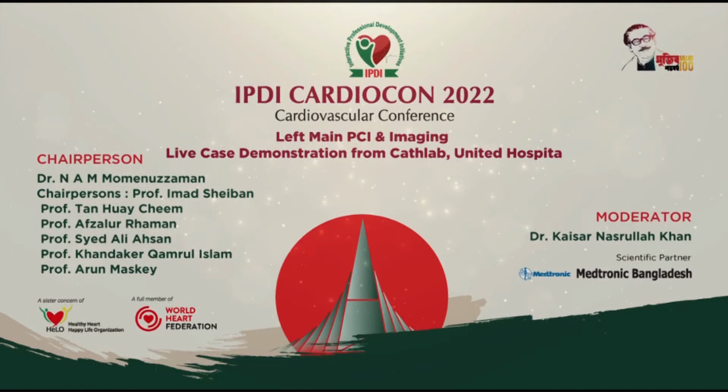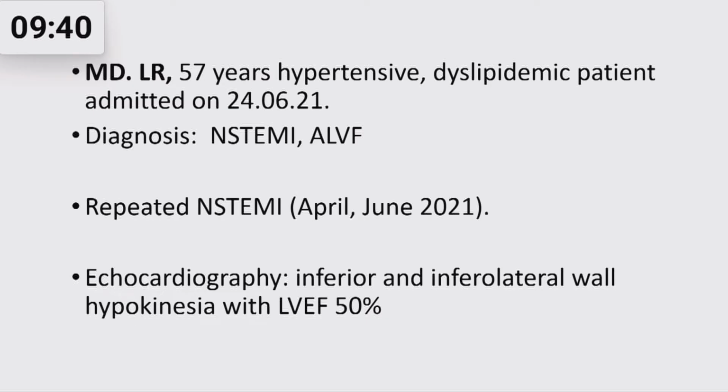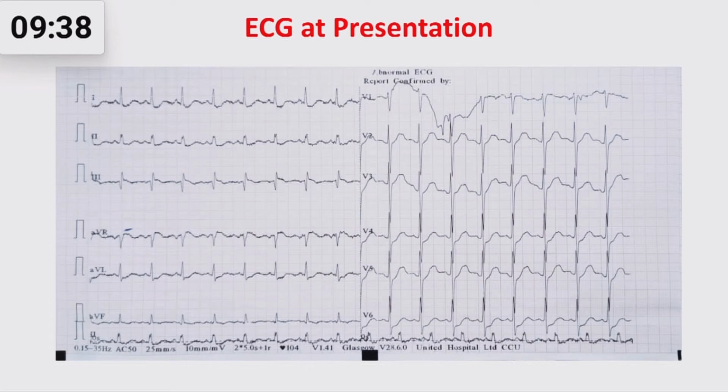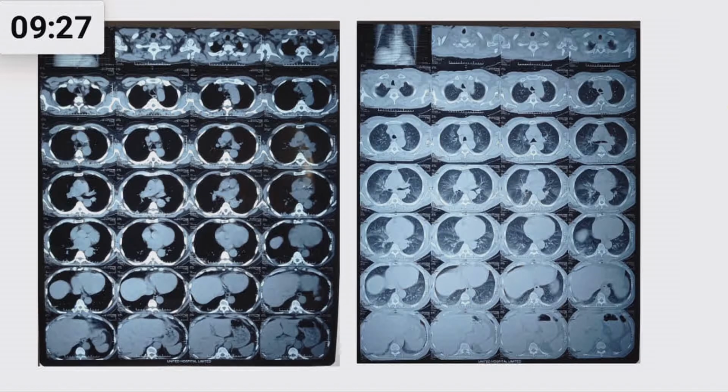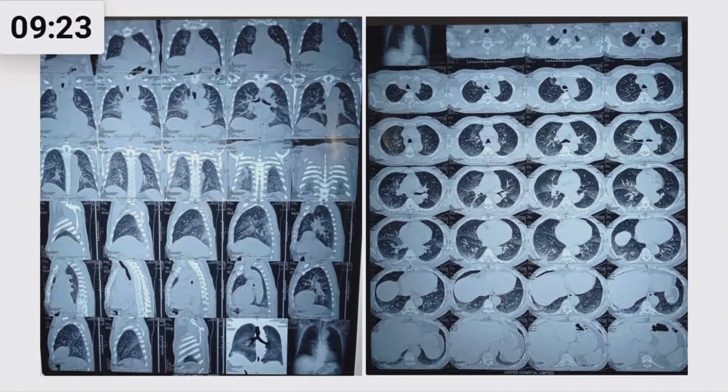My talk will be on IVUS-guided complex PCI. This is one of the cases that I have done recently: a non-STEMI with acute LVF, with a preserved ejection fraction of 50%. And these are the EKG changes, you can see that. The patient had prostatic cancer and severe renal failure, and also COVID pneumonia, and was admitted to us with all these complications.